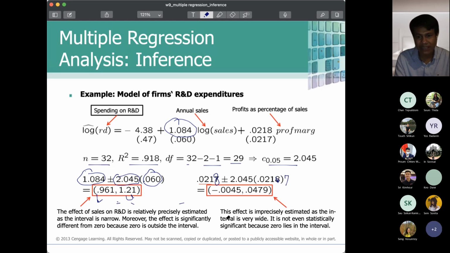So if you look at the interpretation below, this effect is imprecise. The estimate interval is very wide. It is not even statistically significant because 0 lies in the interval. Right?